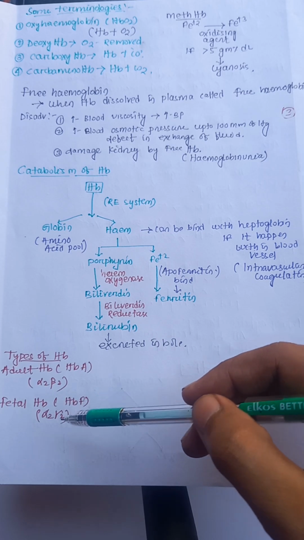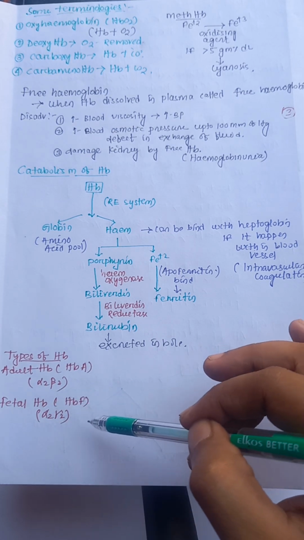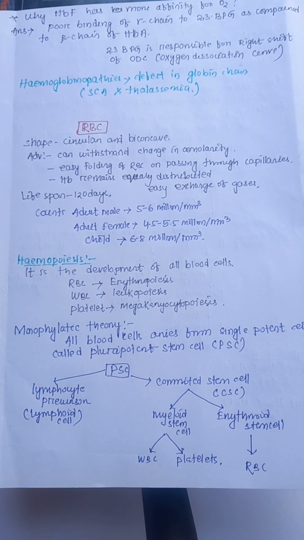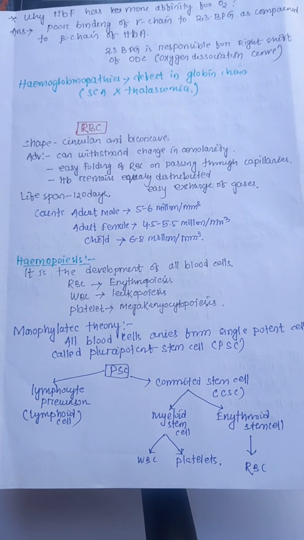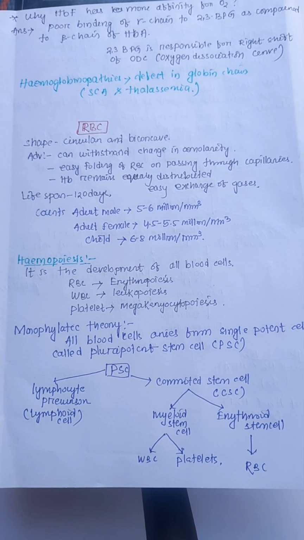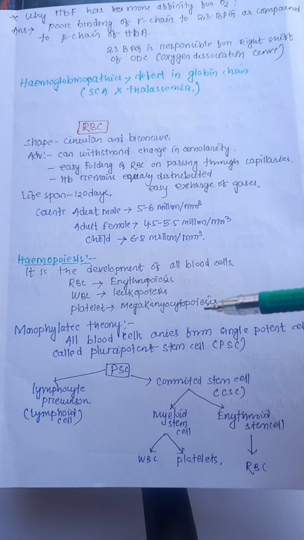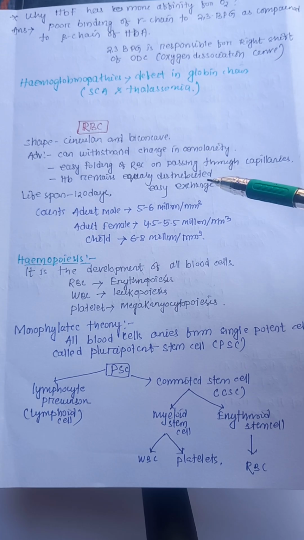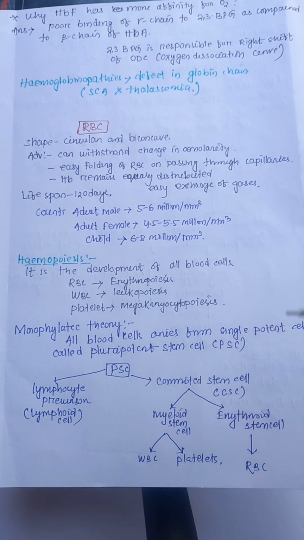Okay, so the types of hemoglobin: adult type HbA is alpha 2 beta 2, fetal hemoglobin is alpha 2 gamma 2. Why does fetal hemoglobin have more affinity for oxygen? This is because of the poor binding of 2,3-BPG to the gamma chain of fetal hemoglobin. 2,3-BPG is responsible for the delivery of oxygen to the tissue sites. If it binds poorly, oxygen is not released as readily to the tissue sites. That causes increased affinity for oxygen in fetal hemoglobin. That's why fetal hemoglobin has a strong affinity for oxygen, so that it can take oxygen from the maternal blood to the child's. This is also one of the important concepts of fetal hemoglobin.